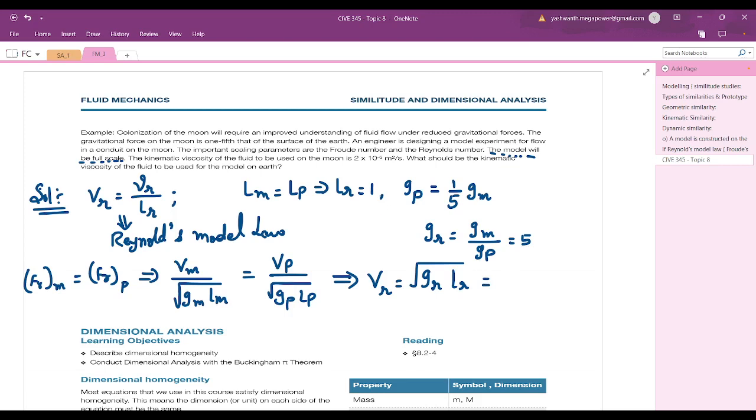And LR is equal to 1. Therefore, VR is equal to what? Root 5. Yes, root 5. So coming back to this equation, the first one, VR is root 5.